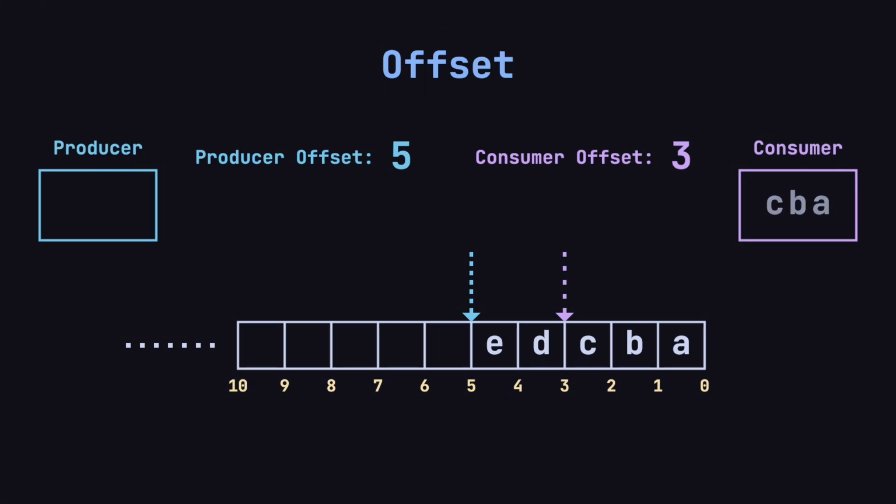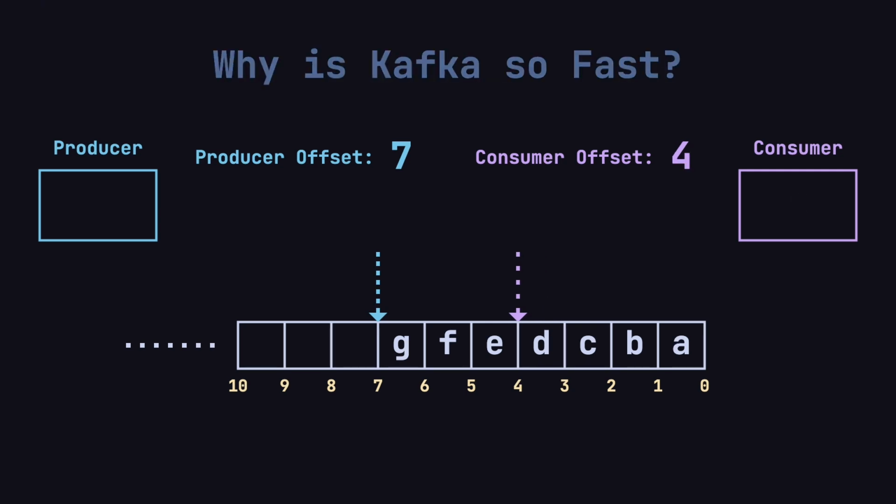Each time a message is produced or consumed, the corresponding offset increases. For example, if the producer sends two more messages, F and G, the producer offset becomes 7. If the consumer reads one more message, its offset becomes 4. As you can see from this example, Kafka's high performance largely comes from its sequential write and read operations.